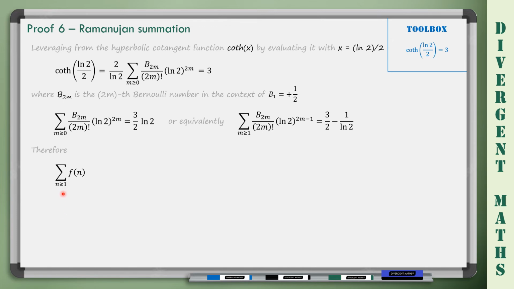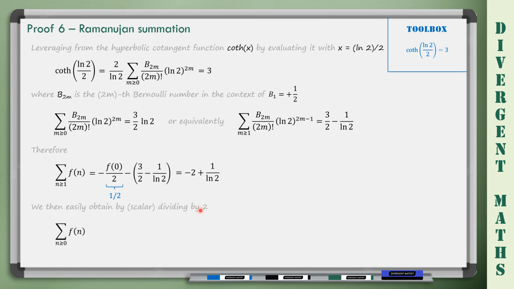Therefore, the sum from n equal 1 to infinity of f of n is negative 1/2 of f evaluated at 0, minus that expression that we found just now as per Ramanujan's formula. So minus 3/2 minus 1 over log of 2. That value f of 0 is equal to 1, so f of 0 divided by 2 is, of course, 1/2. Negative 1/2 minus 3/2 will give us a minus 2. Minus 1 over log of 2 gives us plus 1 over log of 2.